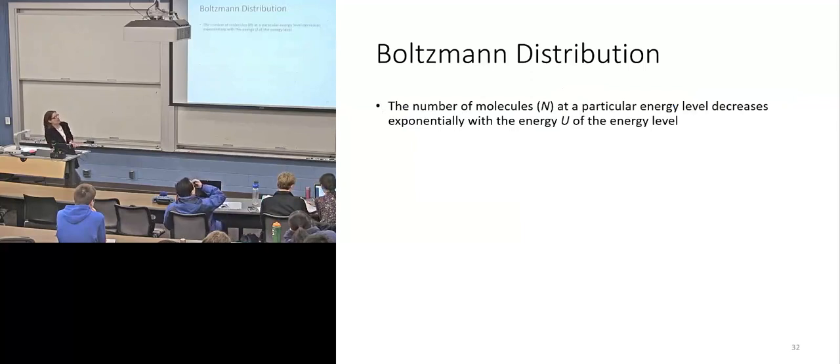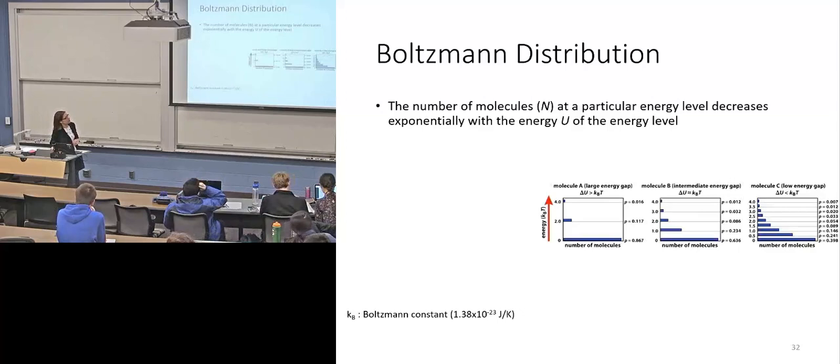The number of molecules N at a particular energy level decreases exponentially with the energy U of that level, and that's what's being shown here. So you have really big energy gaps. These are all just considered some energy times kBT. From 0 to 2 and 2 to 4, you have most of the molecules in the lowest energy level. As the gaps get a little bit smaller, now you have 1, 2, 3, and 4, these are all half spacing, and you see more and more molecules populating higher levels.